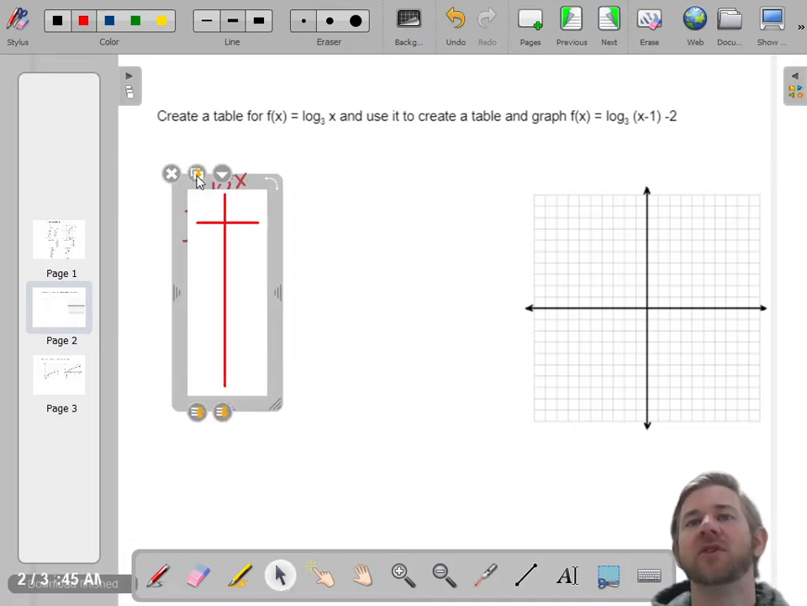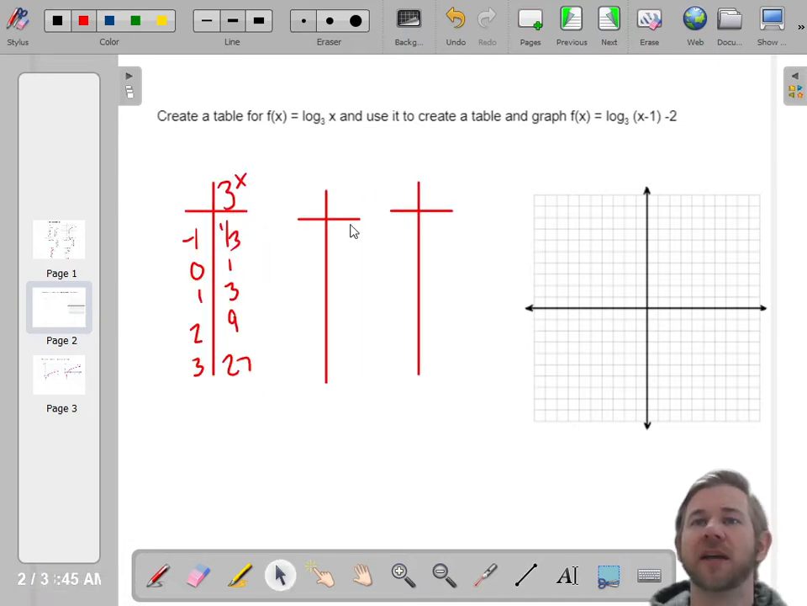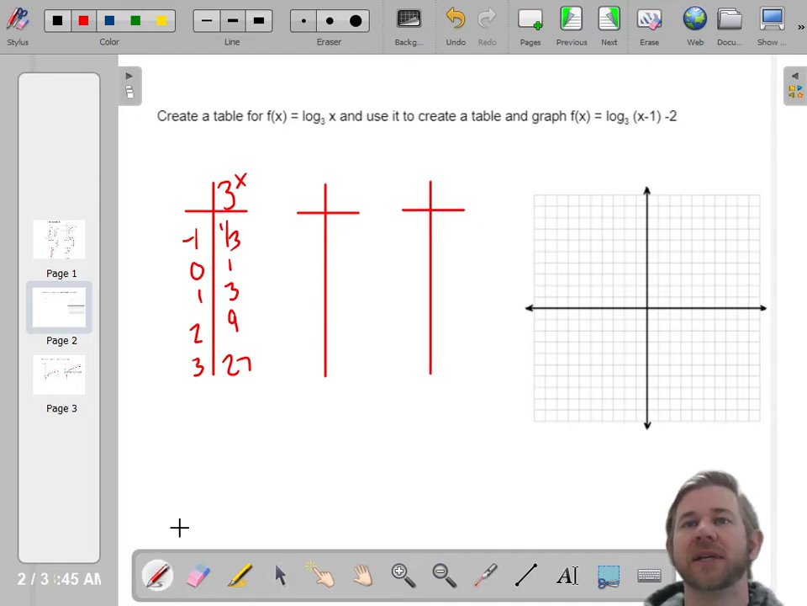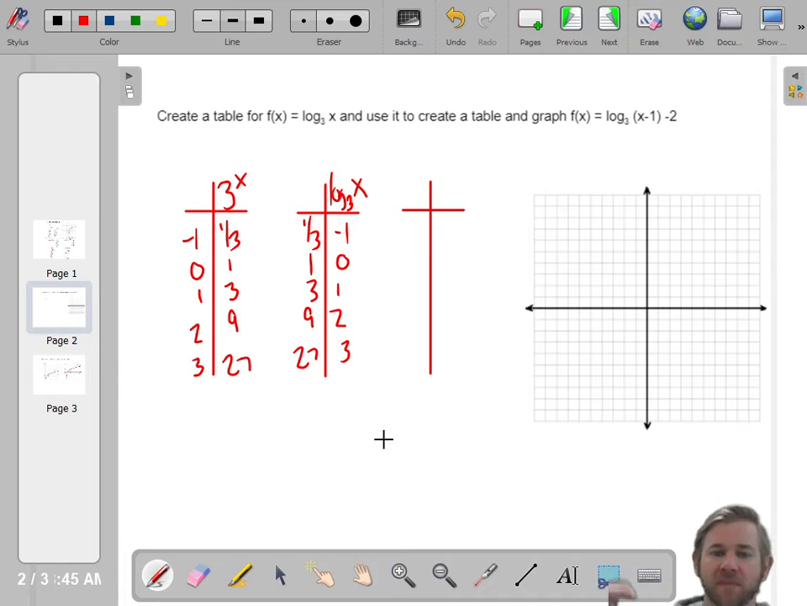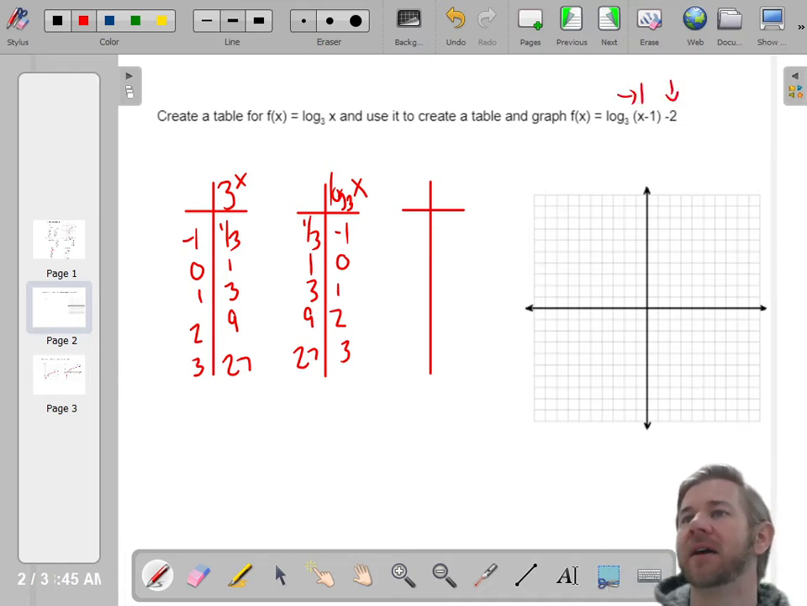Now, I'm going to need 2 more tables. I'm going to flip that, and now I'll have the base 3 log, so 1/3, 1, 3, 9, 27. That is the base 3 log of x, because I took the inverse, I flipped it. Now I need to translate it, so I'm going to go right 1 and down 2.